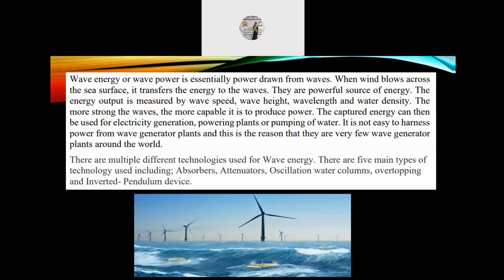It is not easy to harness power from wave generator plants, and this is the reason that there are very few wave generator plants around the world. There are multiple different technologies used for wave energy, and there are 5 main types, including absorbers, attenuators, oscillating water columns, overtopping, and inverted pendulum devices.